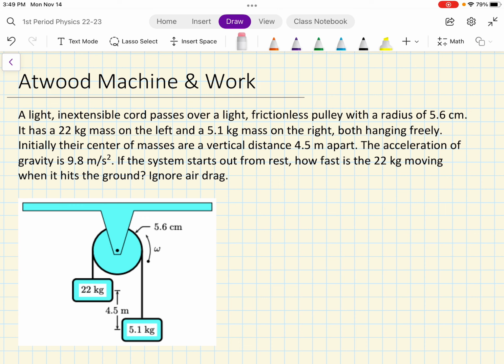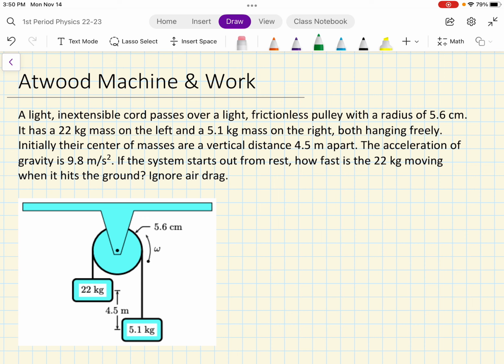It says, a light inextensible cord passes over a light frictionless pulley with a radius of 5.6 centimeters. It has a 22 kilogram mass on the left and a 5.1 kilogram mass on the right, both hanging freely. Initially, their center of masses are a vertical distance 4.5 meters apart. The acceleration of gravity is 9.8 meters per second squared. If the system starts out from rest, how fast is the 22 kilogram mass moving when it hits the ground? Ignore air drag.